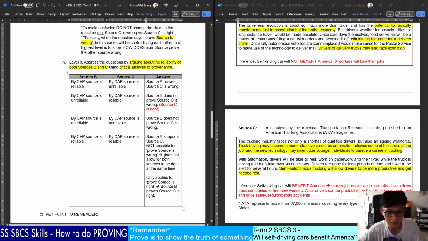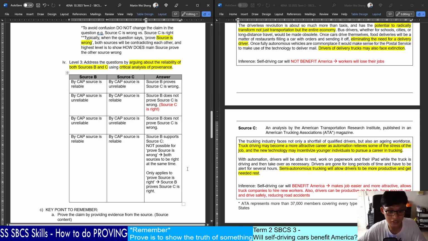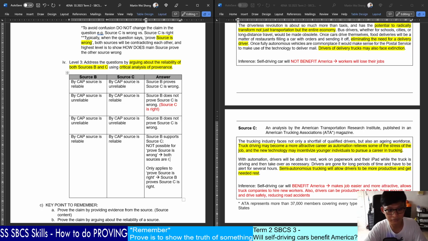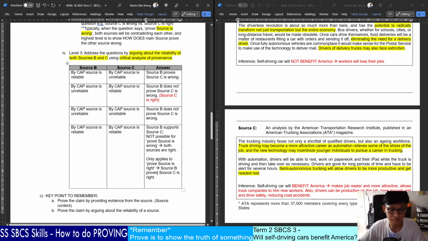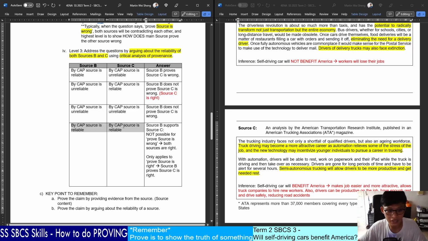Let me change this. So both sources are right. So in this case, if both sources are reliable, then it means that source B supports source C, right? So it only applies to proving the source is right. So source B proves that source C is right.